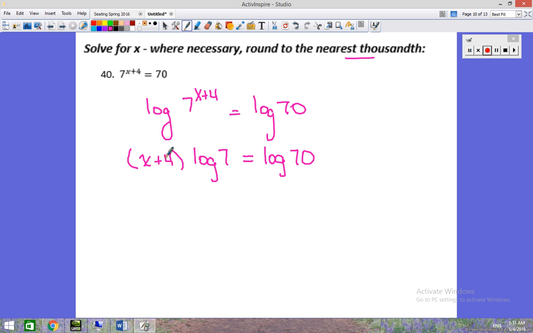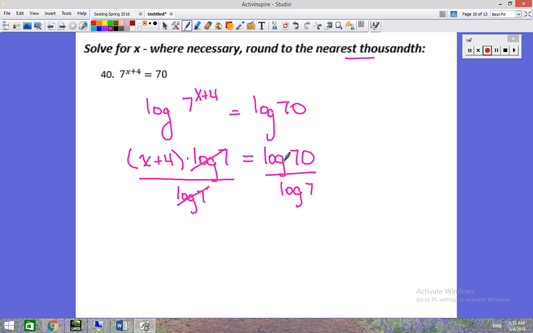So on the left-hand side, I have two factors. Factors are separated by multiplication or division. And in my first factor, I have two terms. That's the term of interest, this x. I need to get this x plus 4, this factor, by itself. I need to divide both sides by the log of 7. And log of 7 divided by log of 7 is just 1.